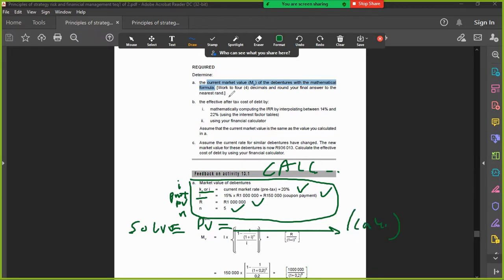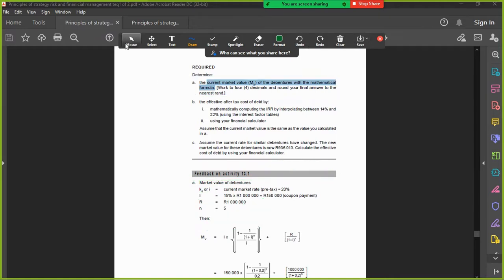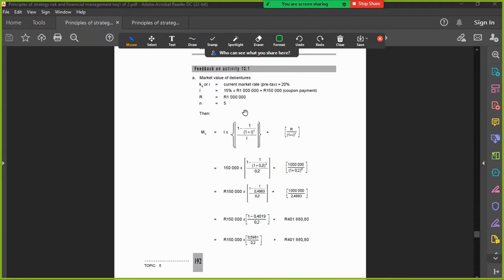Here they said use formulas, but as I said, you don't need to use formulas because it's so much longer, because you have to use these. It's more maths. This is just testing your maths. It's not testing your finance at all, actually. But you never know. You might need to do this, but it's just a formula, and you're plugging values into the formula.